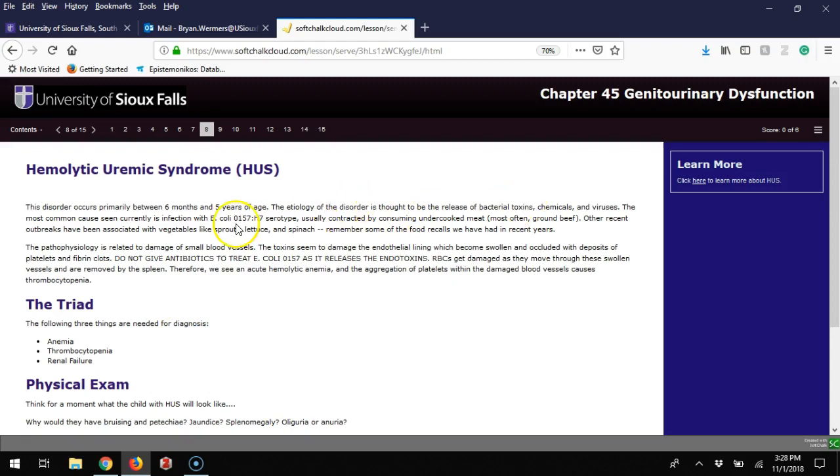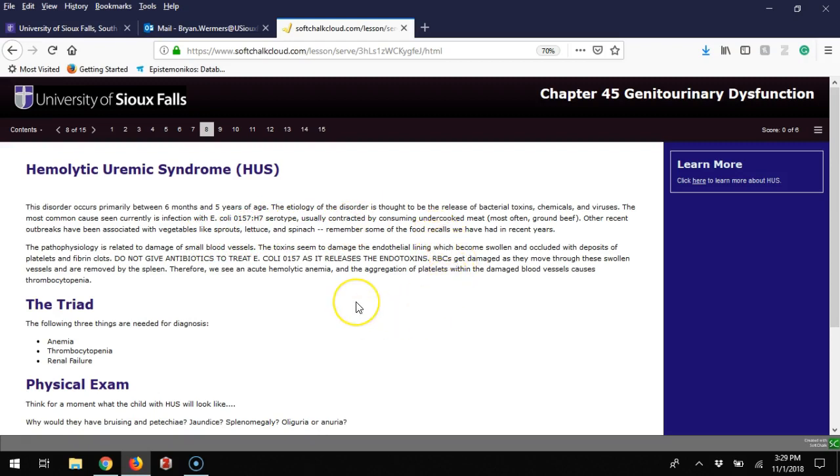Oftentimes, the one that we are talking about the most is this E. coli O157:H7 serotype. We get it from petting zoos. We get it from undercooked meat. We can get it from things that are hard to wash, like vegetables such as sprouts, lettuce, spinach, those type of things.